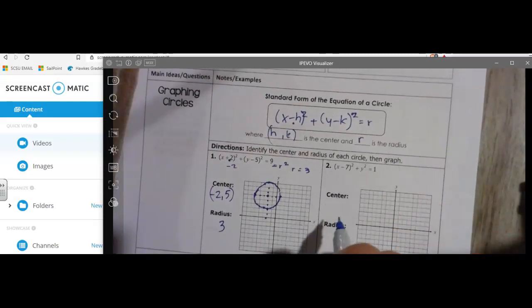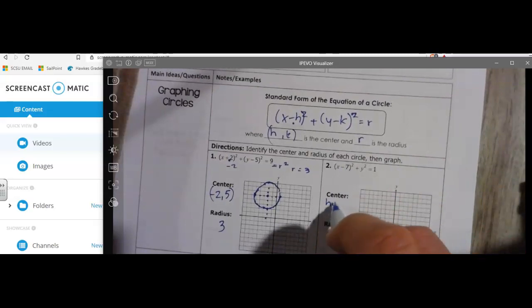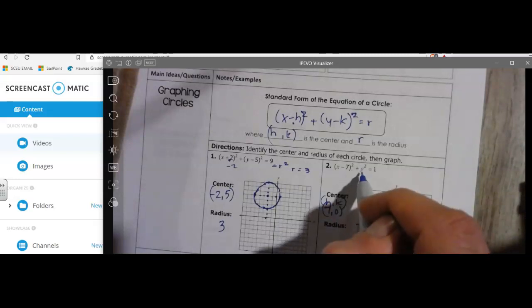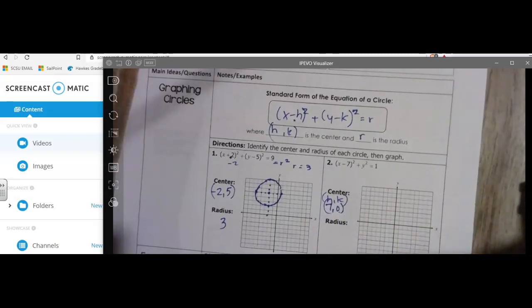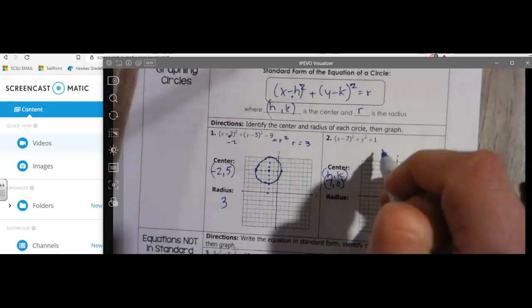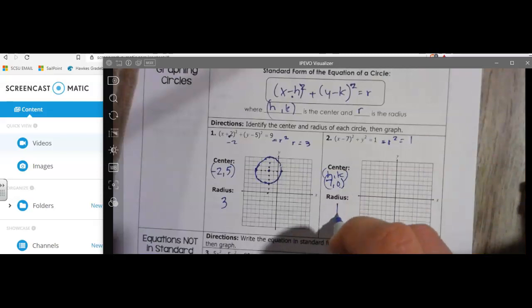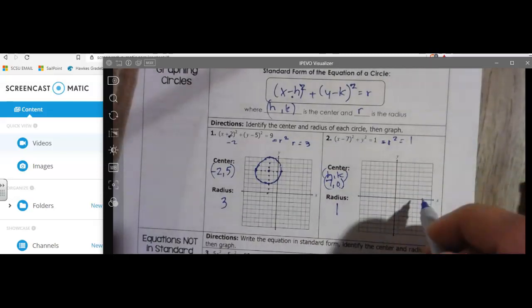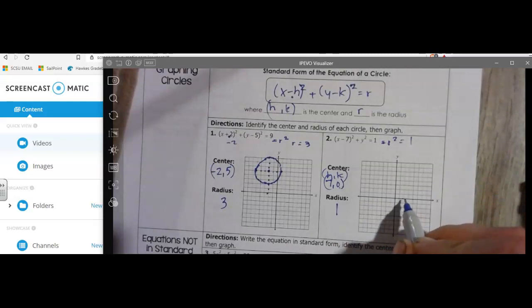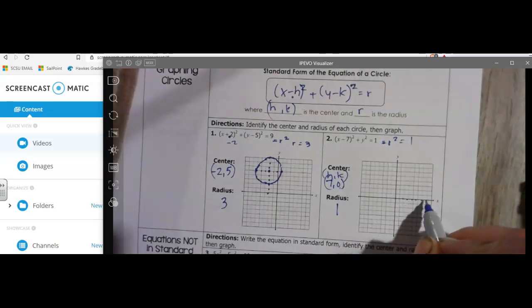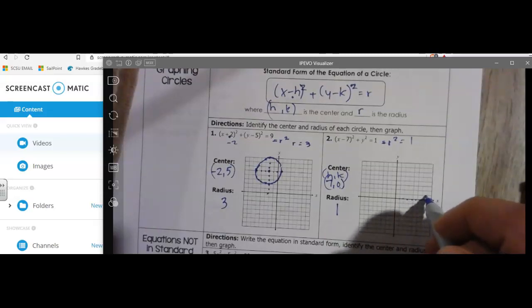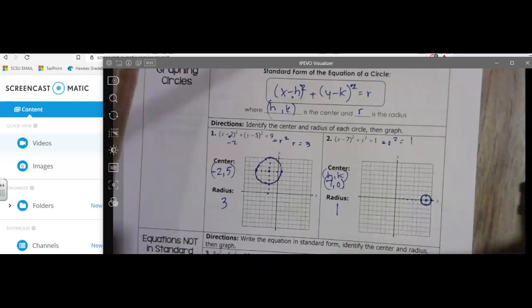Now over here, the center is going to be h comma k, and what's h comma k? It's going to be 7 comma 0. There is no number here of y minus 0 squared, so the y coordinate of the center is 0. And the radius squared is 1, so therefore the radius is equal to 1. It's a really small circle, far away from the origin. 1, 2, 3, 4, 5, 6, 7. So the center is right there, and has a radius of 1. So it's here, here, here, and here. Okay, that's our little circle right there.